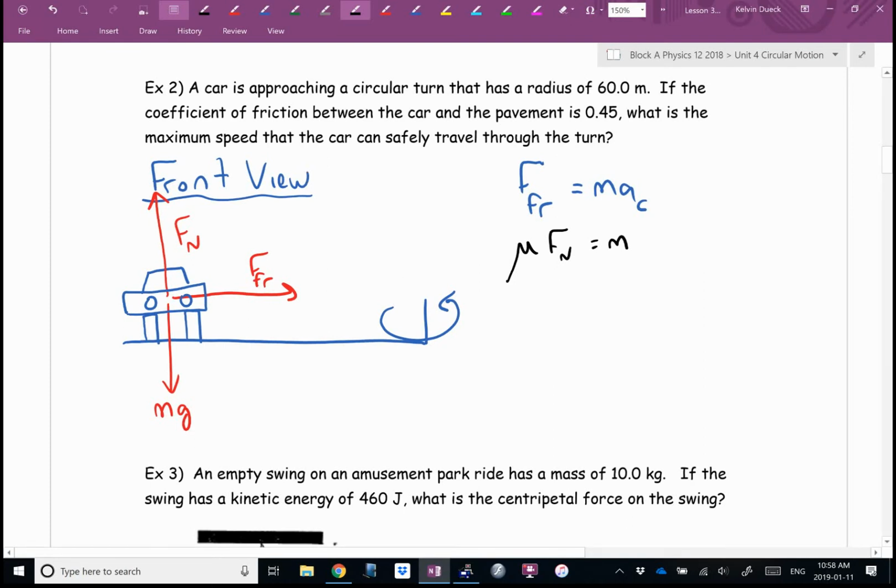In other words, what you're going to have to ask yourself every time is, does this question give me or ask for the speed? I'll use v squared over r. Does this question give me or ask for the period? I'll use 4 pi squared r over t squared. That's got to be another habit.